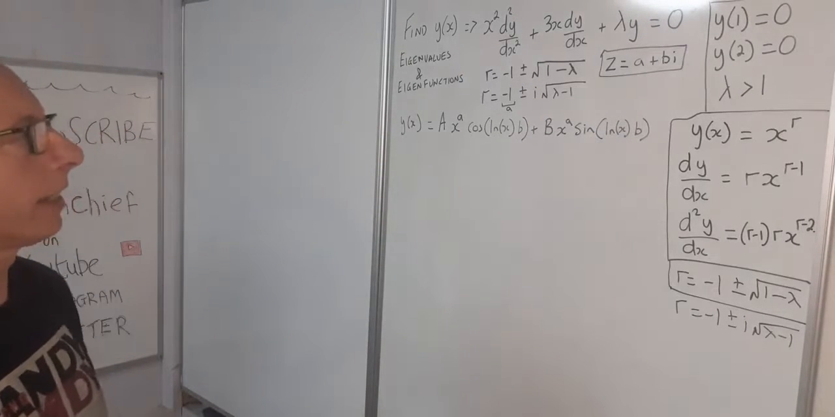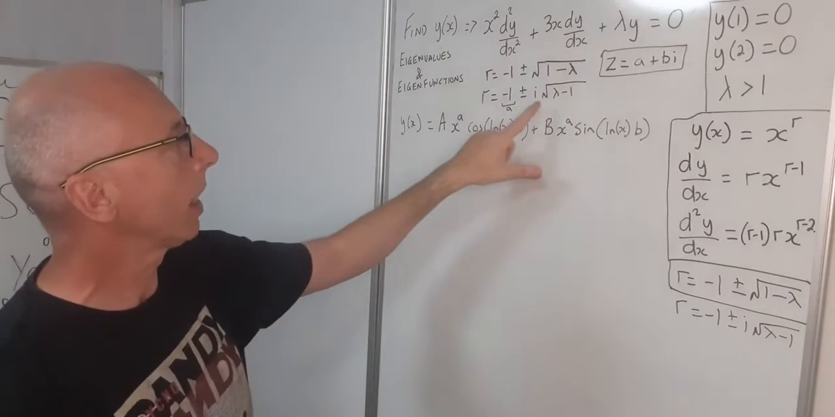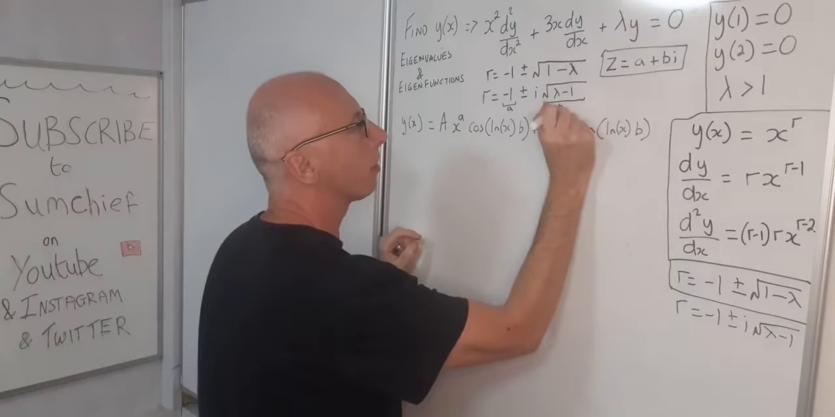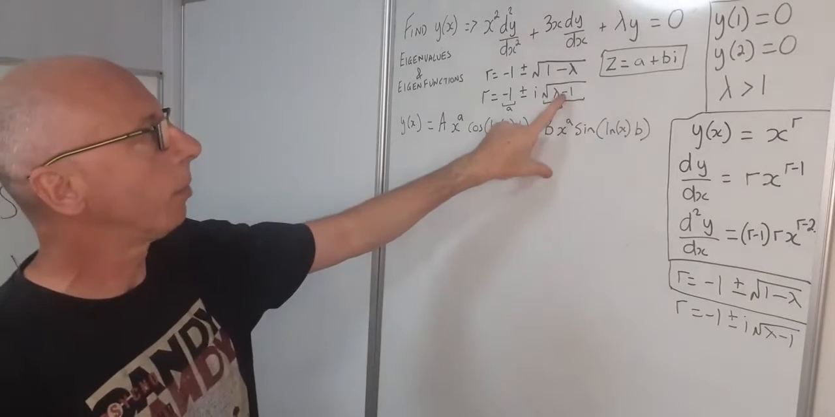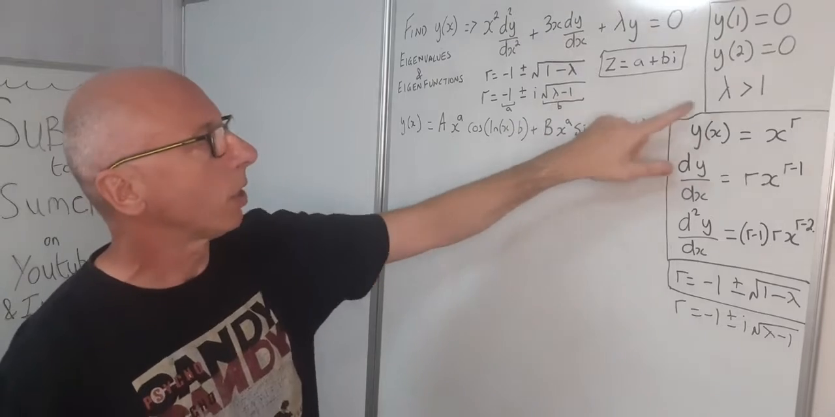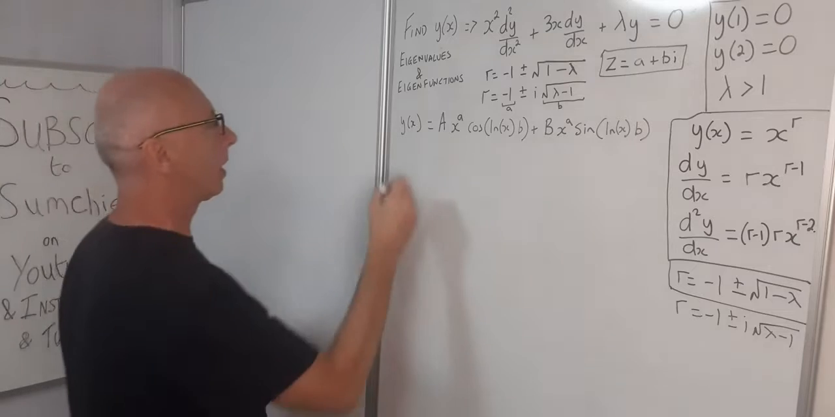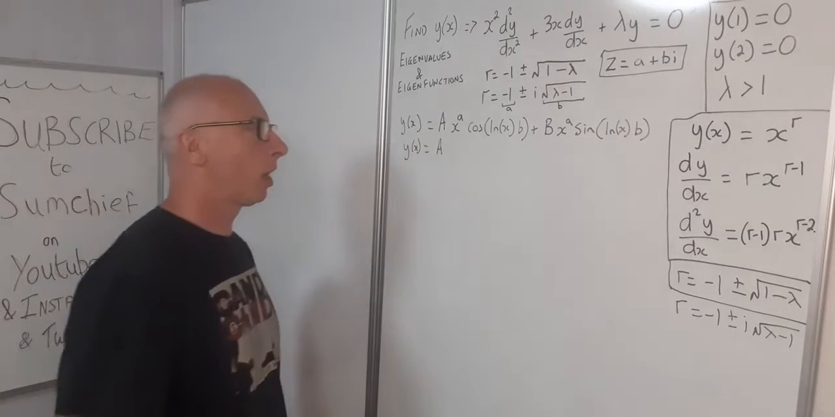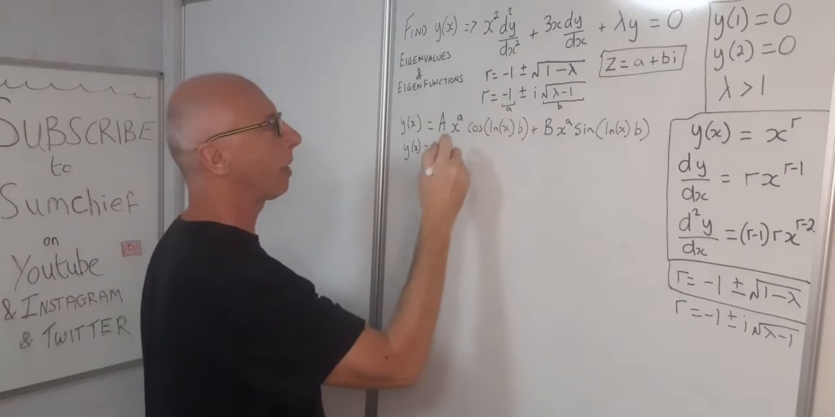Okay, now we've got some stuff we can put in there. We know our value for a, so that's going to be minus 1. And then our b is the square root of lambda minus 1. And we can be confident with that because we know this input in the square root is always going to be greater than 0 because our lambda is greater than 1. Okay, so let's go ahead and do that. So y of x equals, we don't know what our constant for a is just yet, but we can do this. x to the power of a is x to the power of minus 1.